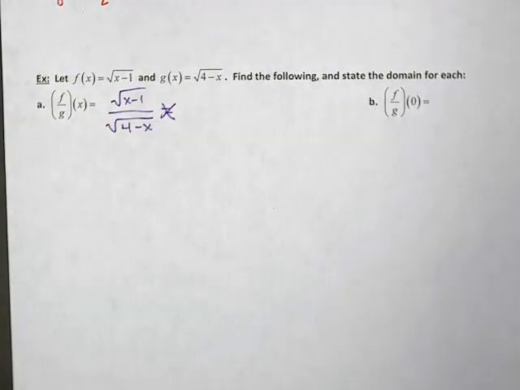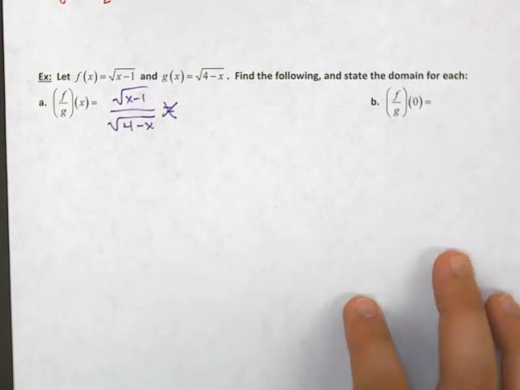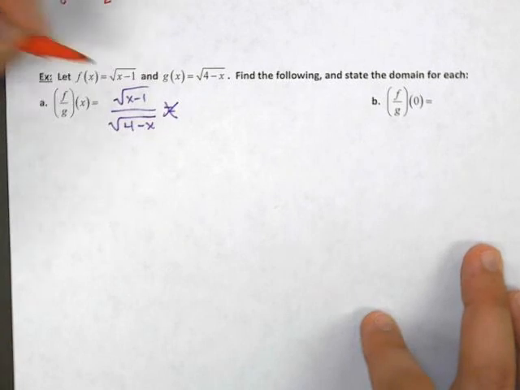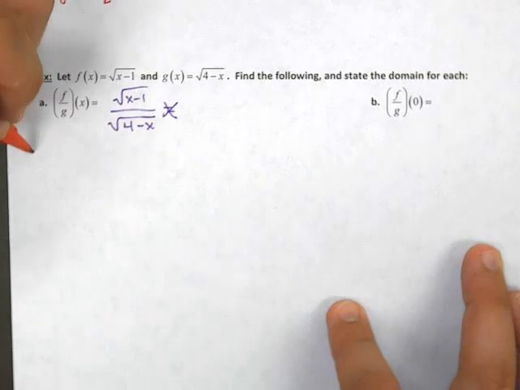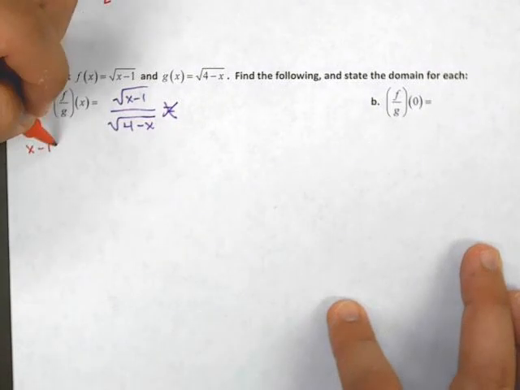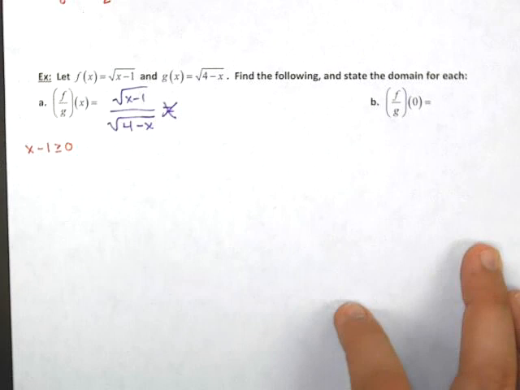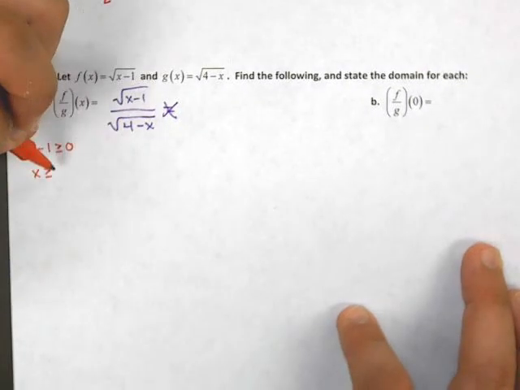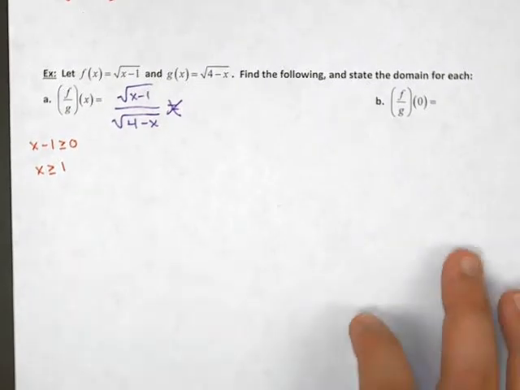When we go for the domain, again, we have several restrictions. We know that f of x is square root of x minus 1. So this x minus 1 must be greater than or equal to 0. Okay? So that would be x is greater than or equal to 1, which is good.